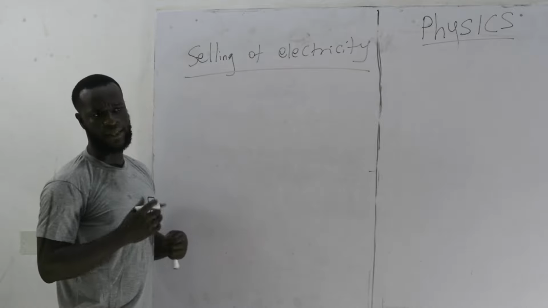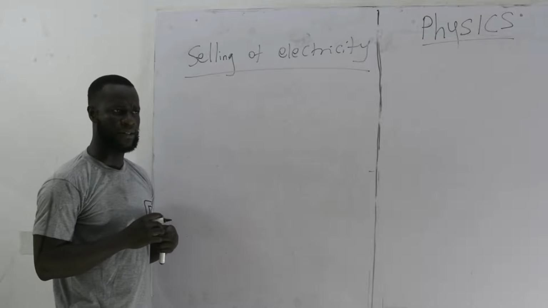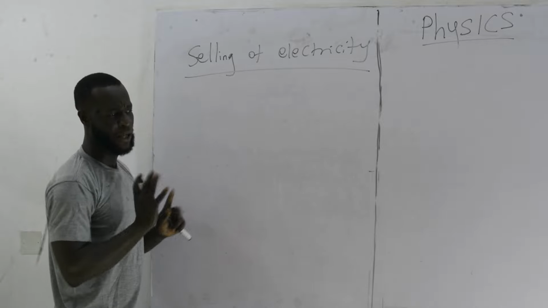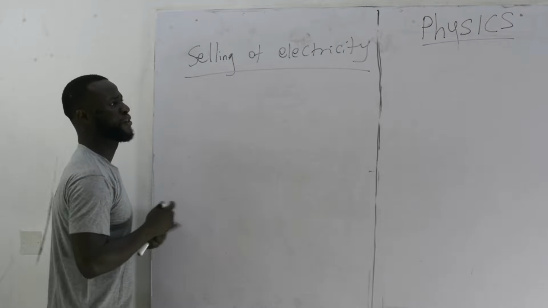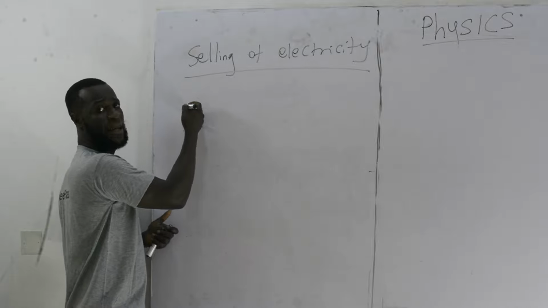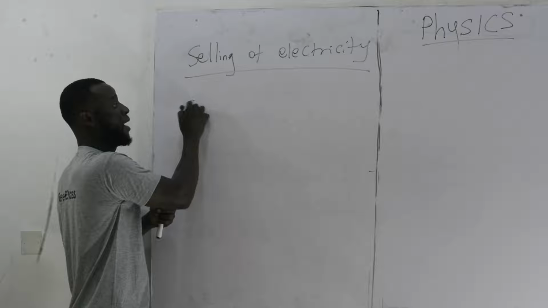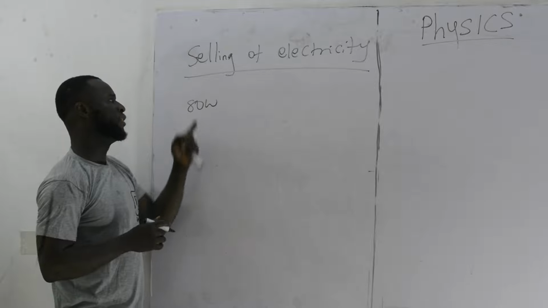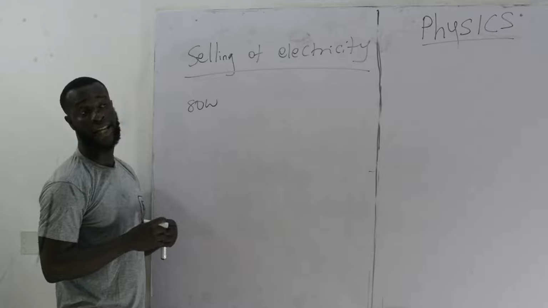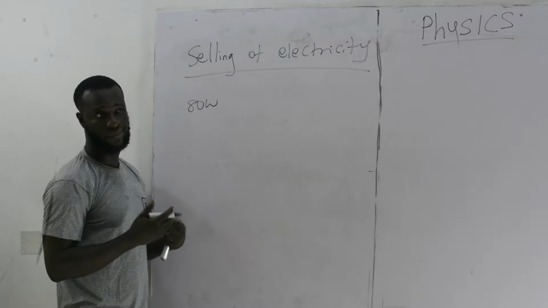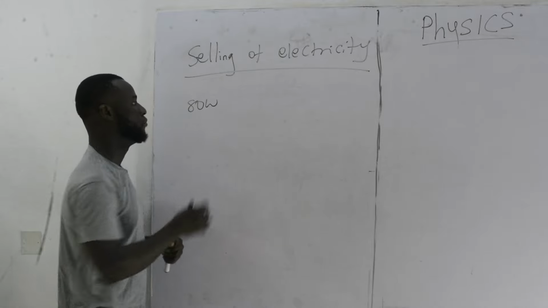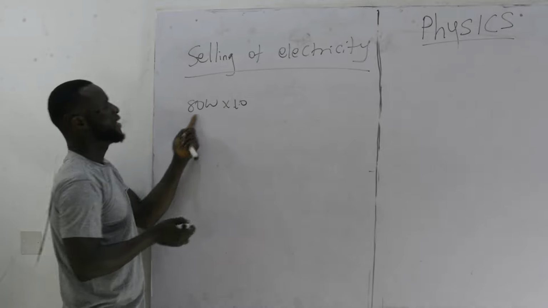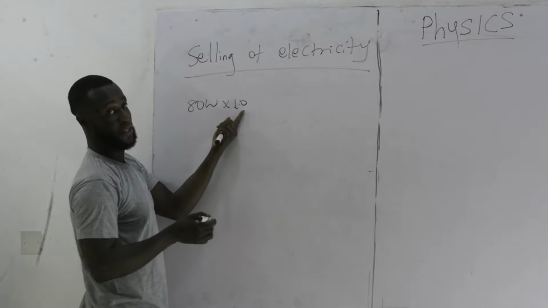Let's say I have a basic appliance, an electric fan, for example, so that everybody can grasp it. Let's say an electric fan has a power consumption of about 80 watts. And let's say somebody runs this 80 watts for 10 hours. 80 watts is power, 10 hours is time.